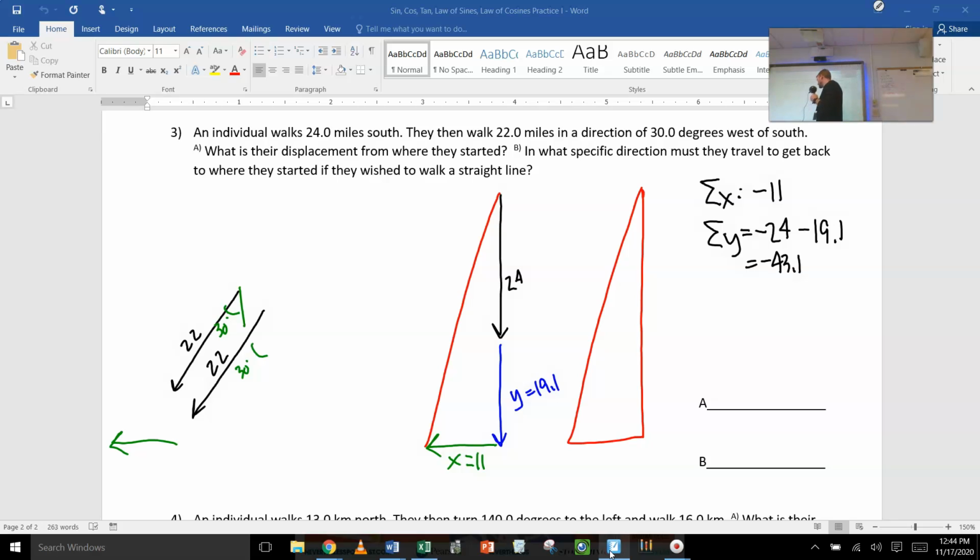So when I'm doing my triangle, it's 43.1, and it's pointed down, and it's 19.1 pointed to the left. So using the Pythagorean theorem, a squared plus b squared equals c squared, that turns out to be 44.4.